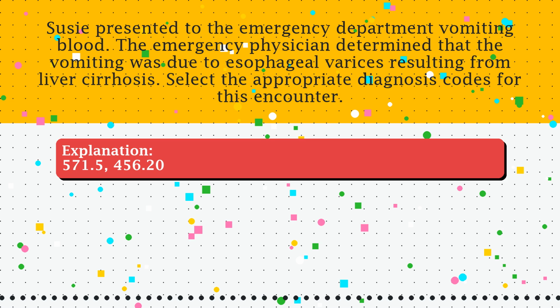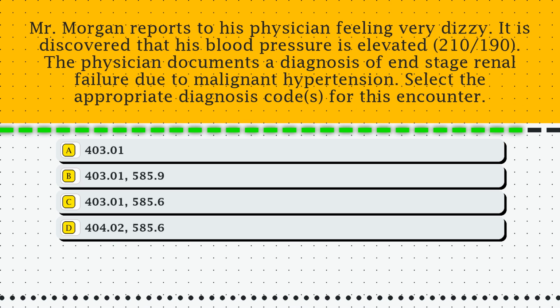Question 168. Mr. Morgan reports to his physician feeling very dizzy. It is discovered that his blood pressure is elevated, 210/190. The physician documents a diagnosis of end-stage renal failure due to malignant hypertension. Select the appropriate diagnosis code(s) for this encounter. Option A, 403.01. Option B, 403.01, 585.9. Option C, 403.01, 585.6. Option D, 404.02, 585.6.